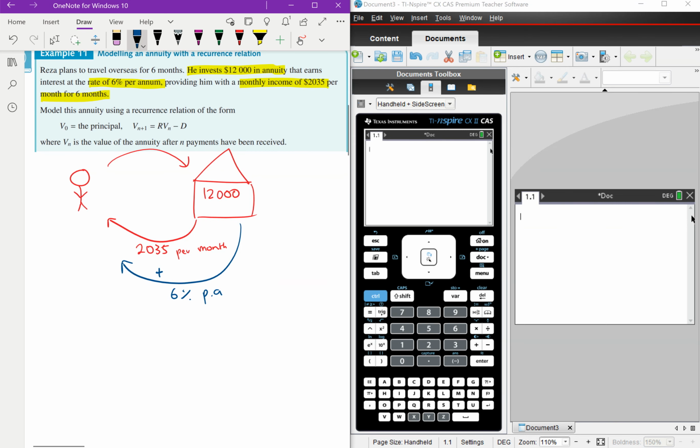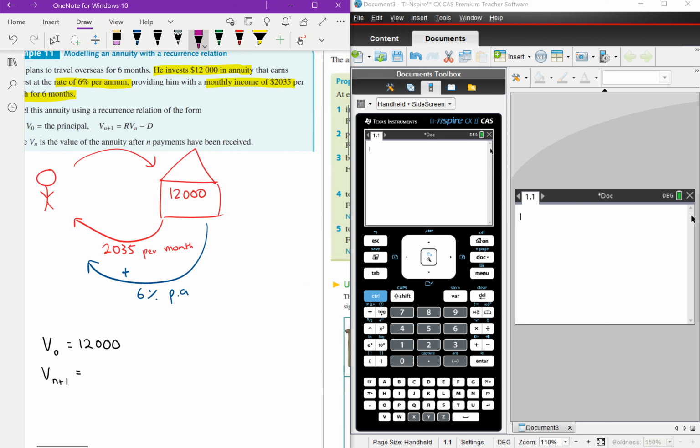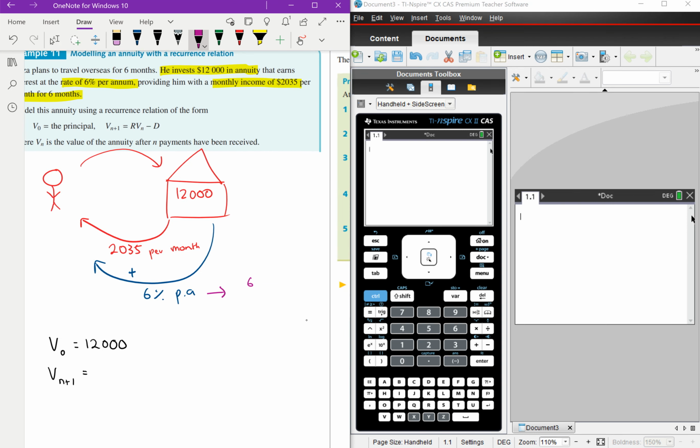So how do you work this out as a recurrence formula? Well, V naught is how much you start off with. You started off with $12,000. Now the recurrence relation, V n plus 1, tells you that they are doing 6% per annum, but since they're doing a monthly income, you need to work out the rate per month. So the rate per month would be 6 divided by 12, which is 0.5. That's 0.5% per month.